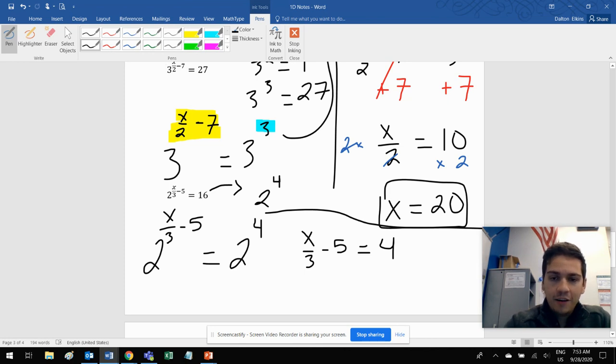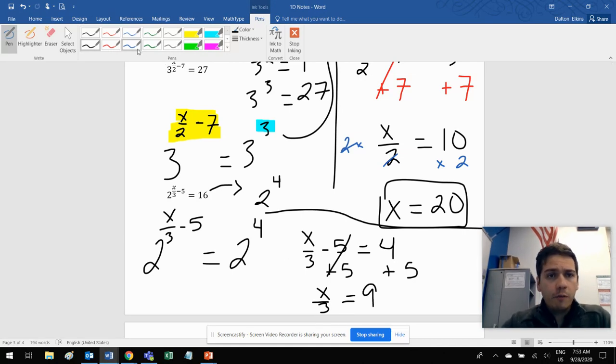I'm going to add 5 to both sides. Undoing subtraction is addition. So you get x over 3 is equal to 9. Now to get rid of the division, I'm going to multiply both sides by 3. Those 3's go away, and I'm left with x is equal to 9 times 3, which is 27.